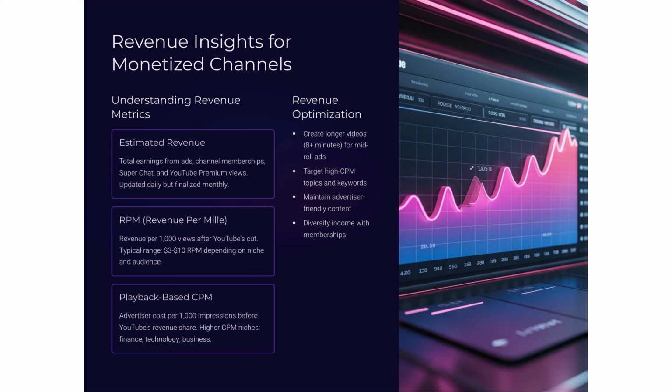Estimated revenue encompasses ads, memberships, Super Chat, and YouTube Premium views, updated daily. Revenue per mille reflects earnings per 1,000 views post-YouTube cut, typically $3 to $10. Playback-based cost per mille is the advertiser's cost per 1,000 impressions pre-YouTube share. Higher in finance and tech. Optimize revenue by creating longer videos, targeting high cost per mille topics, and diversifying income.